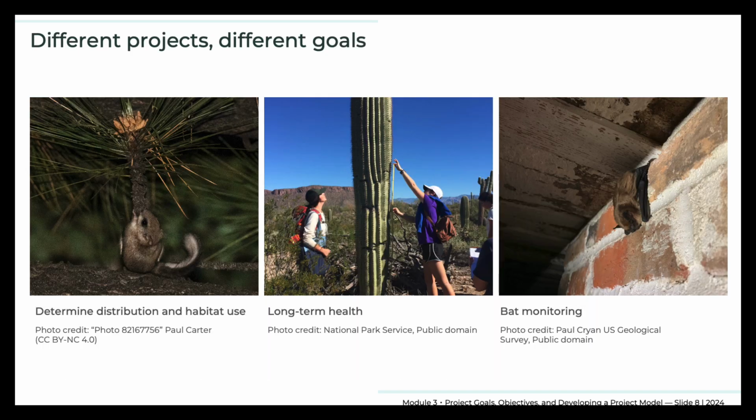As each of these projects began, project developers determined their goals. For the Flying Squirrel Project, the goal was to determine the distribution and habitat use of the San Bernardino flying squirrel. The goal of the saguaro census is to study the long-term health and vitality of saguaro cactus throughout Saguaro National Park. And the goal of Colorado Bat Watch is to provide reliable data to meet multi-agency statewide bat monitoring needs. These goals clearly state what each project is intended to accomplish. As such, they serve as guiding stars.